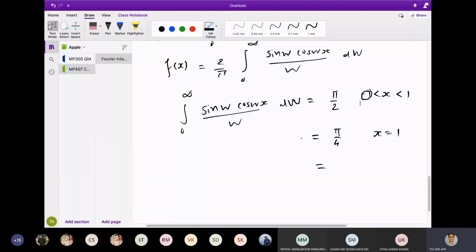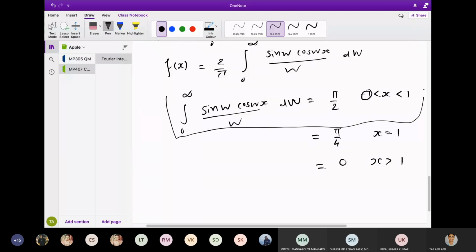And if you go beyond this particular value, that is x greater than 1, then it is going to be equal to 0. So that is how one can interpret these results. And this is also called the sine integral, the value of the sine integral.